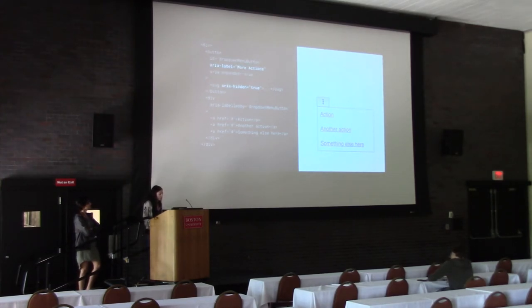Both variations had ARIA hidden set to true for the SVG icon to hide that element from the screen reader, because in our case, we were providing that meaningful name in the form of ARIA label on the button element itself, and we labeled it more actions.